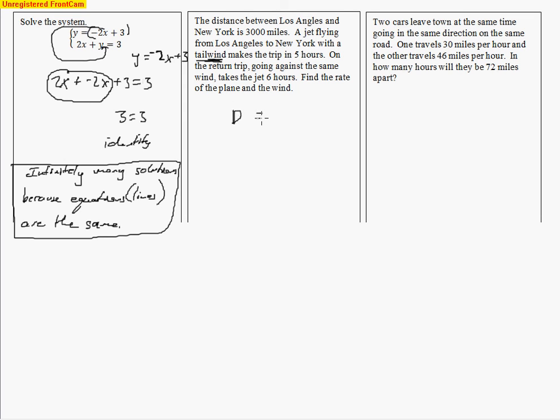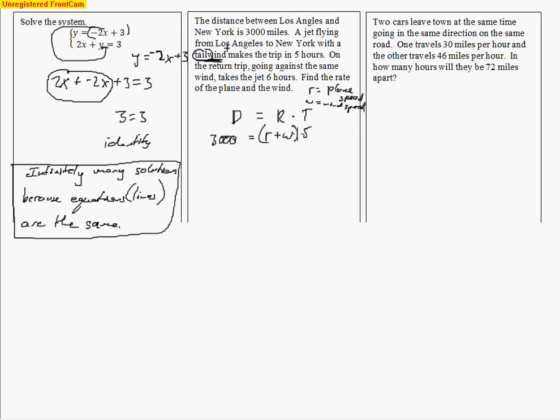Distance equals rate times time. So it's 3,000 miles, and it's being pushed. It's got the rate of the plane plus the wind. So when it's a tailwind, that means that we're adding the wind speed to the rate of the plane, times 5 hours. And R stands for plane speed, and we'll say that W stands for wind speed.